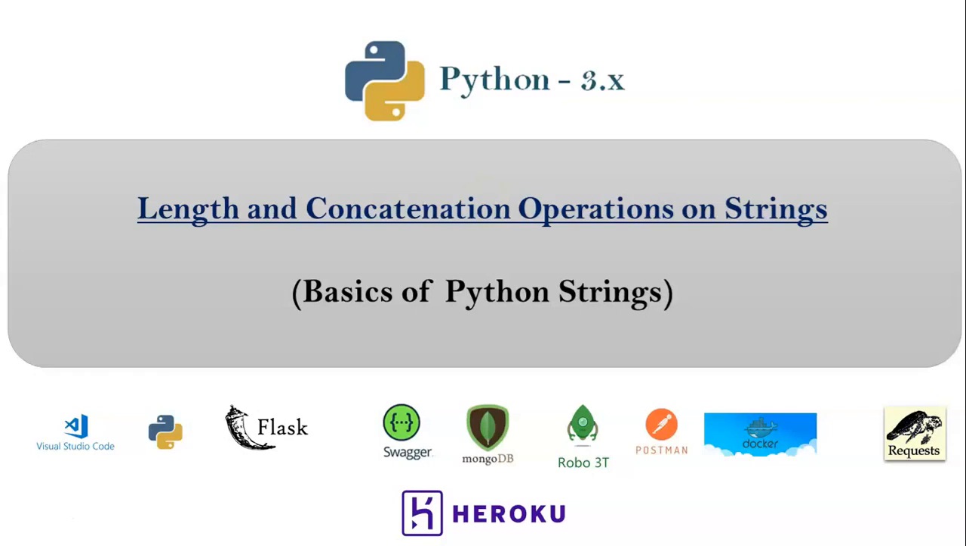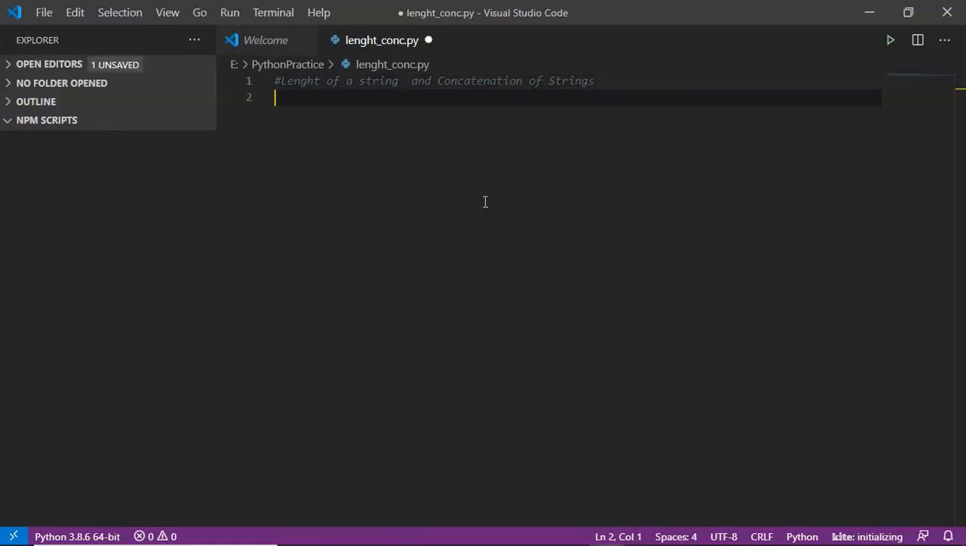Friends, here I will be talking about length and concatenation operations on strings. Now let me explain them with a simple example. Suppose I am defining a string variable, let's say my string, with data as Python. And if you observe, in your string, that is Python, we have 6 characters. But I want to get that count logically.